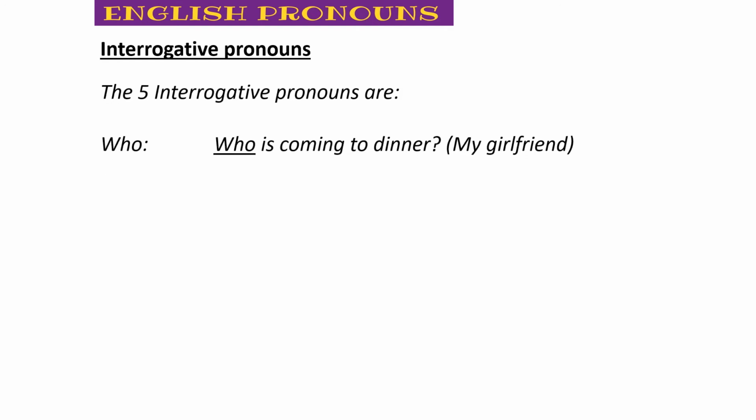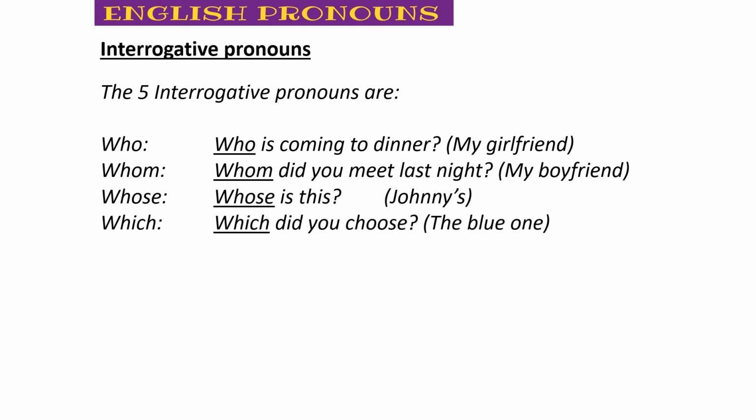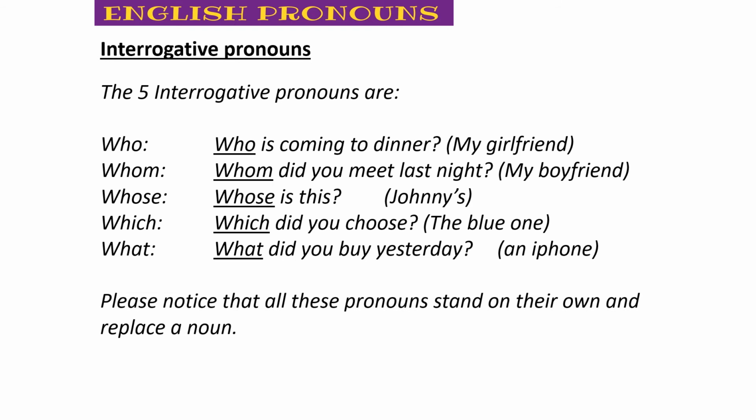There are 5 of them. Who, right? Who is coming to dinner? Whom did you meet last night? Whose is this? Which did you choose? What did you buy yesterday? Who, whom, whose, which, and what. These are your only 5 interrogative pronouns. And you can memorize them. The only problem is that they're not always going to be pronouns, but we'll get to that, right?